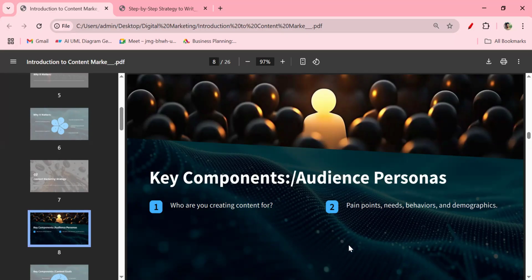Let me give an example. You are going to create content for a digital marketing aspirant who is passionate about digital marketing. What kind of content are you going to make? You simply research these passionate people: what are their pain points, their needs, their behaviors, and their demographics, meaning age, income, location and many more.